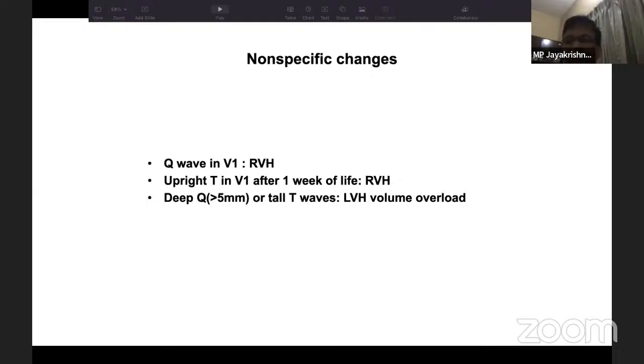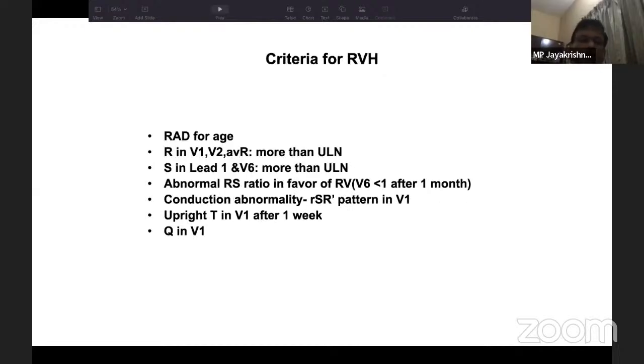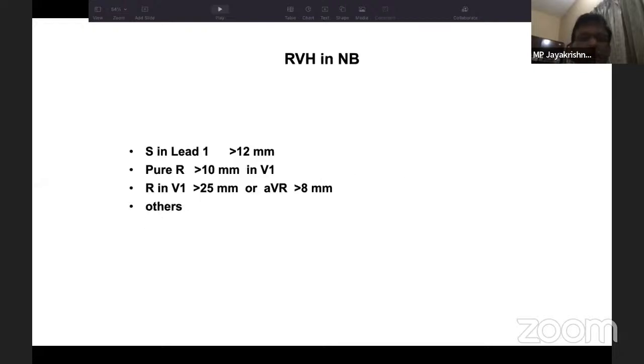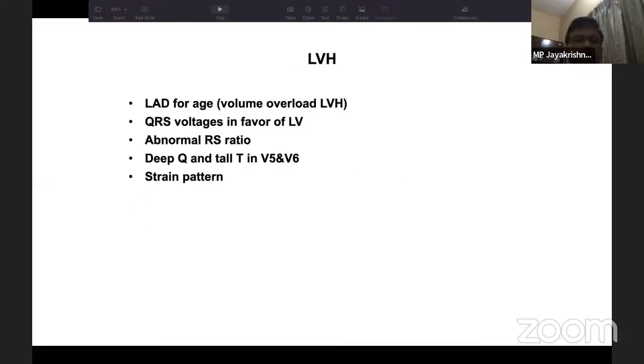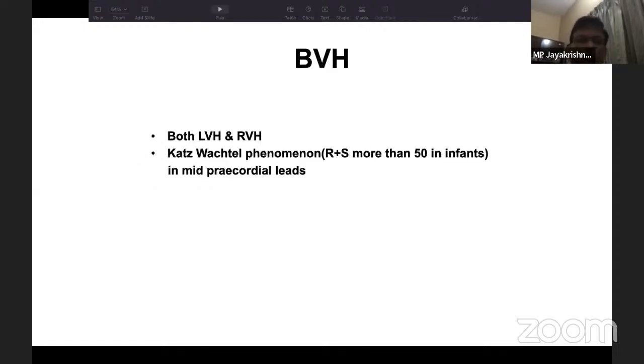There are conditions, for example, aortic regurgitation or mitral regurgitation. When there is a left ventricular volume overload, you get deep Q waves and tall T waves. I will not be going into the details of RVH because I think we need some time for case scenarios here. So these are criteria for ventricular hypertrophy, which you can always look at in your textbooks.